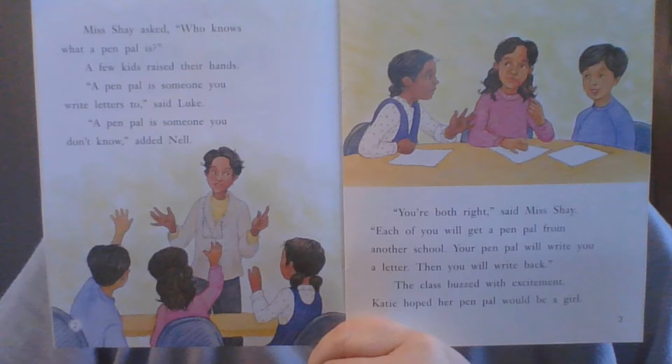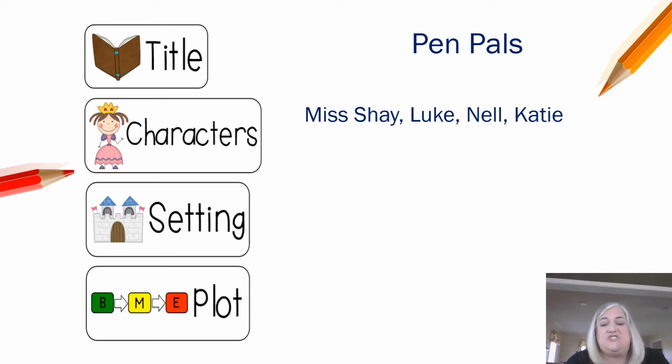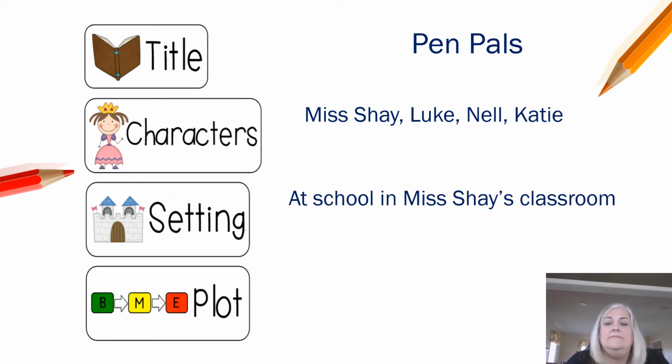Now let's look at some of our narrative elements. So to review the narrative elements that we found in the last lesson, think about the characters that were in the story just on the pages that we reread right now. Do you remember their names? If you said Miss Shea, the teacher, Luke, Nell, and Katie, and they were all classmates. How about the setting? Where did the story take place in the beginning? At school in Miss Shea's classroom, absolutely.